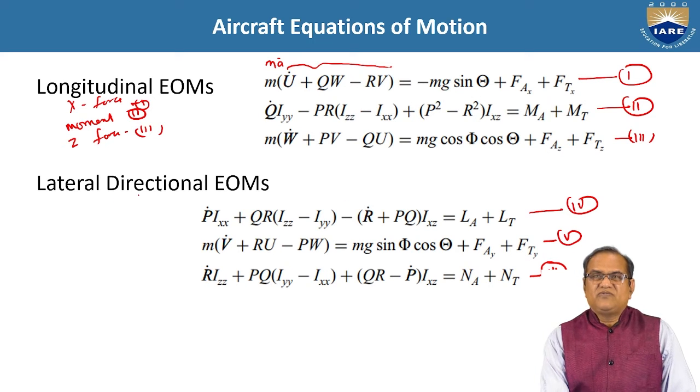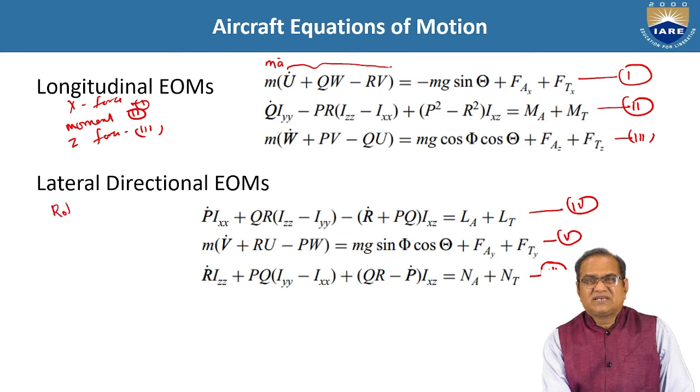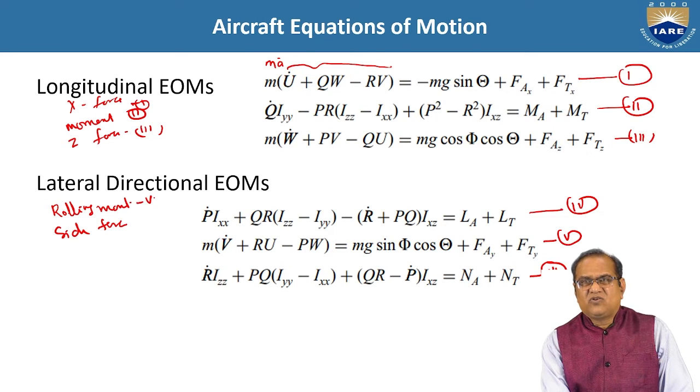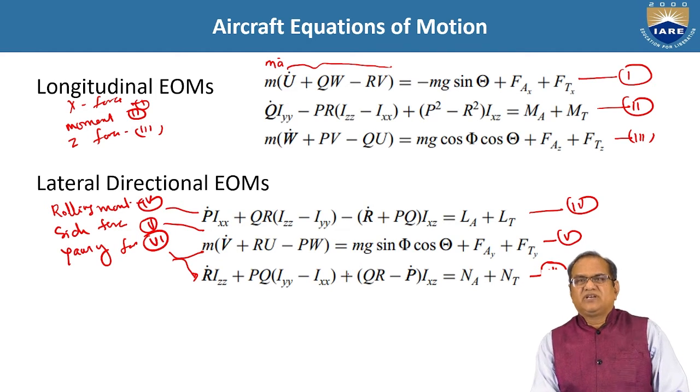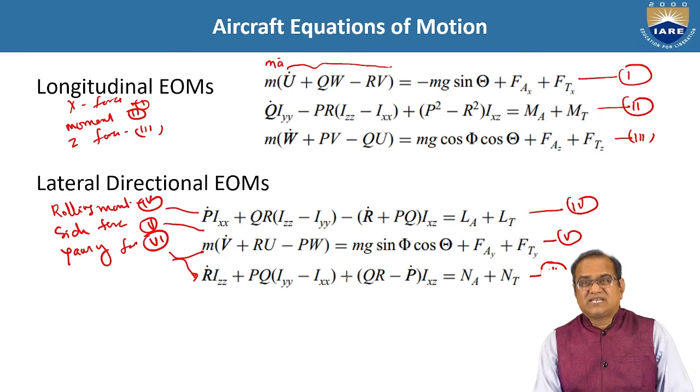And so now if you talk about the lateral and directional equations of motion, in this we have, first one is rolling moment, then side force equation, this is the 4th one, this is the 5th one, and this is the yawing moment equation, yawing moment or z direction. Okay, so these 3, these are the 6 equations which we have already derived, we have already discussed a lot.